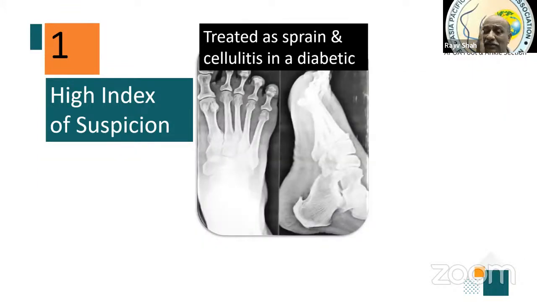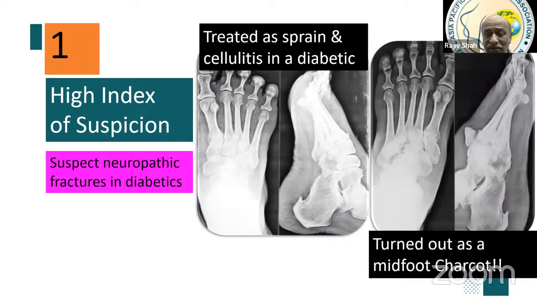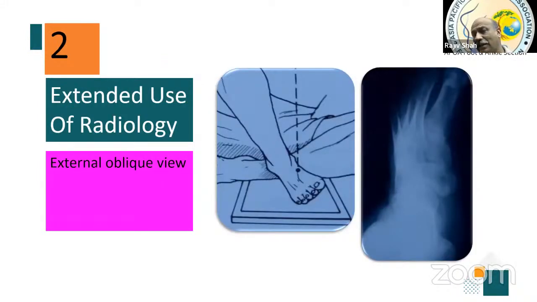Now look at this. This was a diabetic patient in whom this midfoot trauma was treated as a sprain, and then cellulitis and antibiotics were given, but this turned out to be a midfoot Charcot and it all broke. So you must suspect neuropathic fractures in diabetics. So that is the first principle, that you suspect midfoot injury. We devote good time by the senior orthopedic surgeon to treat femur and tibia, and the foot work is being done by the junior-most person without really suspecting the injuries.